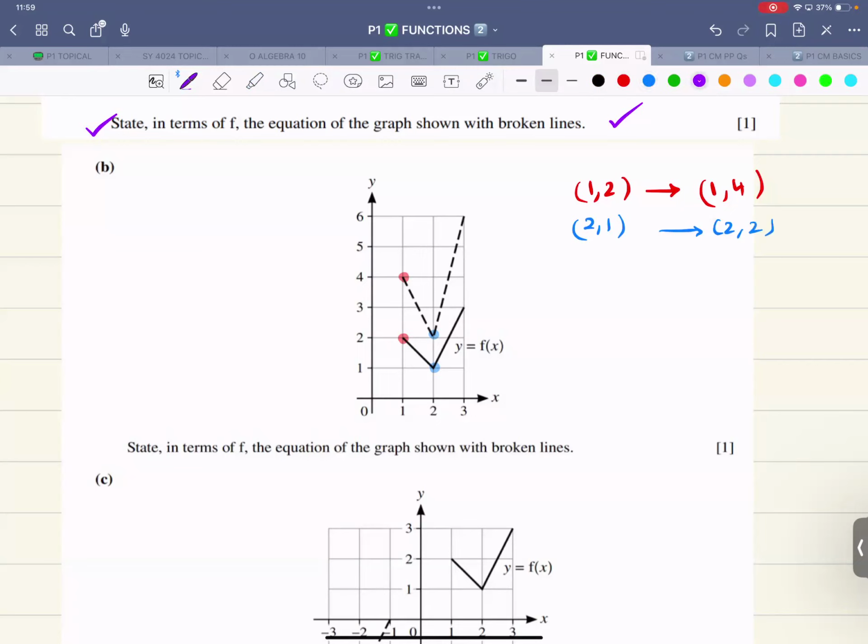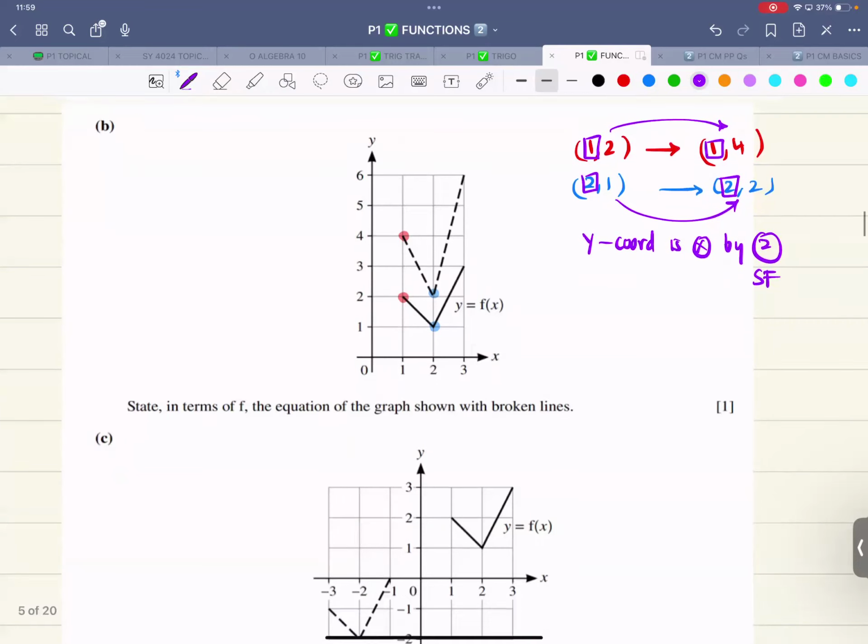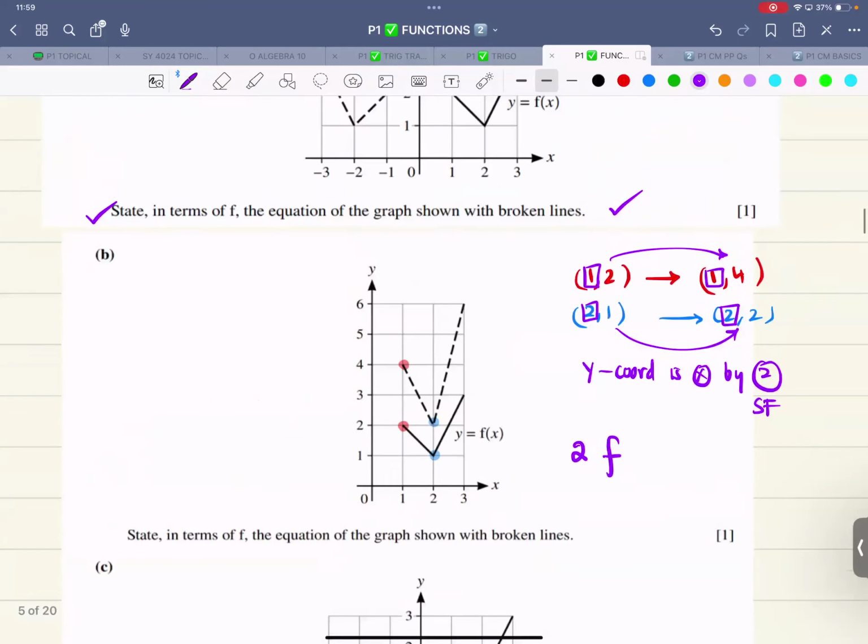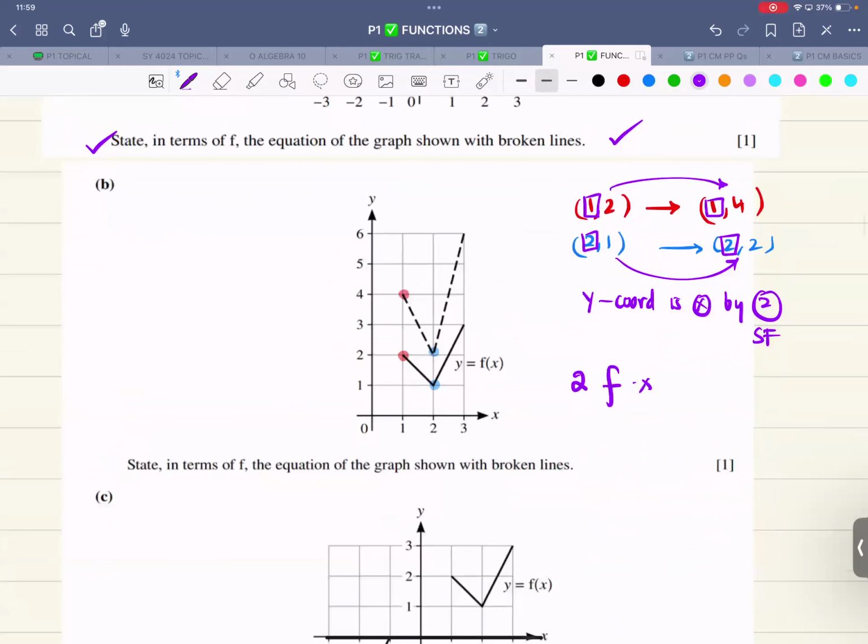Now, what do we observe? We observe that the x coordinate is unchanged in both the points, and definitely it will be the same in the third one. What is happening is that 2 is becoming 4, 1 is becoming 2. The y coordinate is multiplied by 2. Therefore, 2 is the scale factor. When 2 is the scale factor, that means we should write this as 2 times f of x. So y equals 2f(x). This is a stretch parallel to the y-axis. The y coordinate is multiplied by 2.